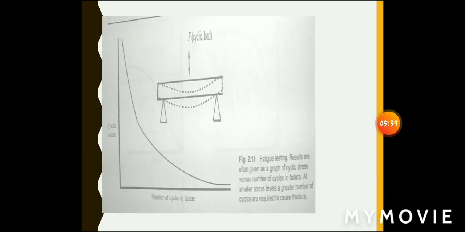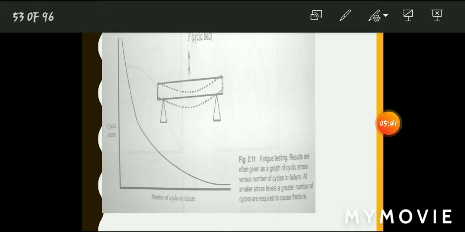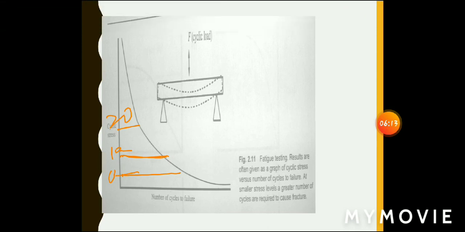Okay, so see this graph. Here the cyclic stress is represented on the y-axis, with lower portions having lower values, 0, 10, 20 like that. Here it will be more number of cycles. If only a low stress is applied, compared to a high stress, it will require a greater number of cycles. That is, the lesser the stress, the more number of cycles required for the material to get fatigued.